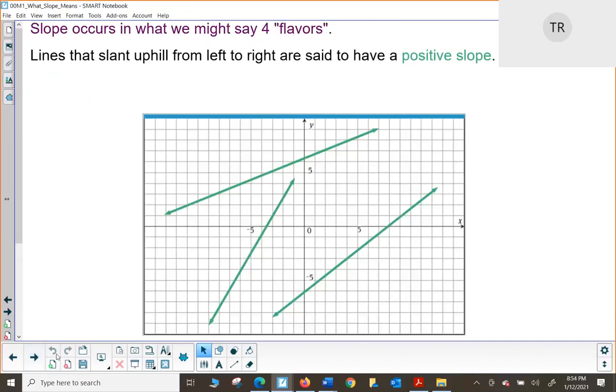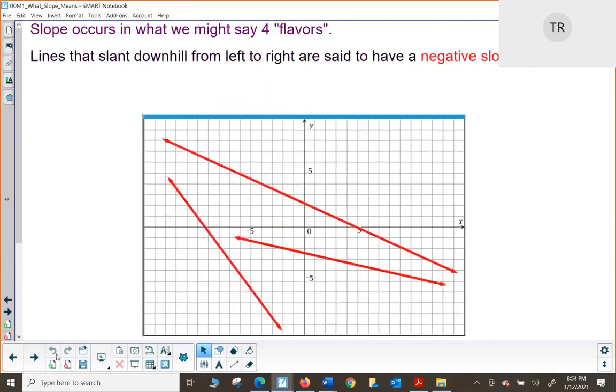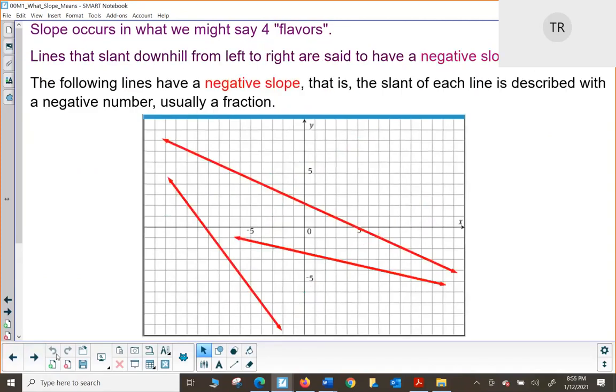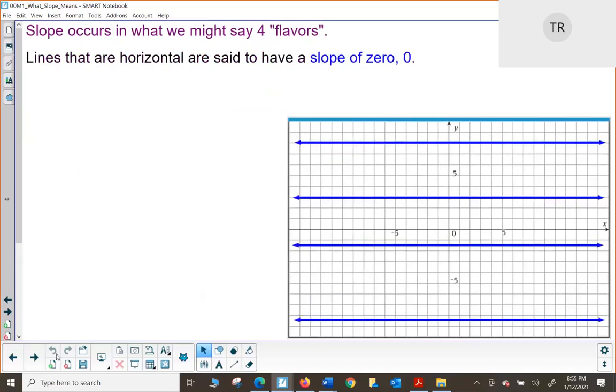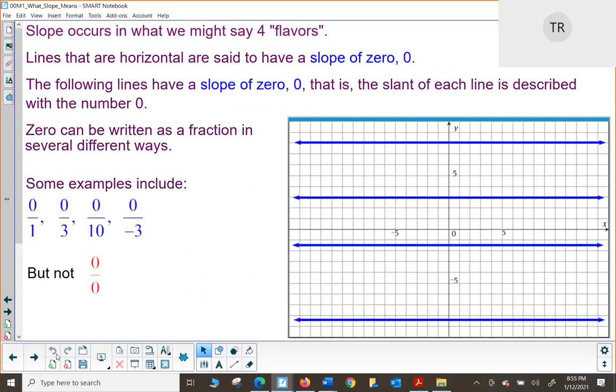Lines that slant uphill from left to right are said to have a positive slope. Lines that slant downhill from left to right are said to have a negative slope. Lines that are horizontal are said to have a slope of 0. 0 can be written as a fraction in several different ways. 0 divided by 1, 0 divided by 3, but not 0 divided by 0 because that's still undefined.